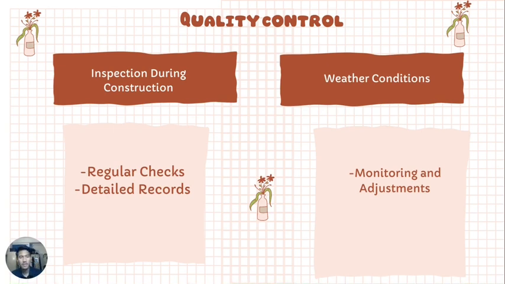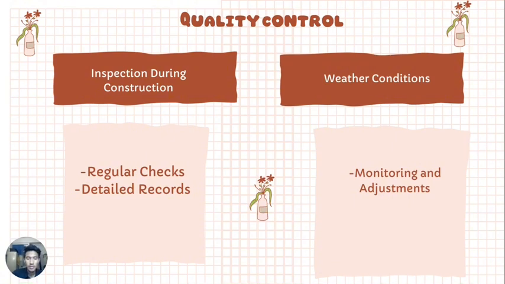And also need to have a detailed record. Detailed record, maintain a comprehensive record of material specification, mixing proportion, construction method, and any changes made during construction, and the inspection result. And the last one is weather condition. We need to make a monitoring and adjustment. Monitor the weather condition and adjust construction practice accordingly, especially in situations where adverse conditions could impact the quality of bricklaying work.